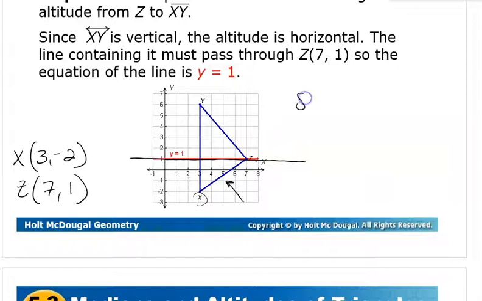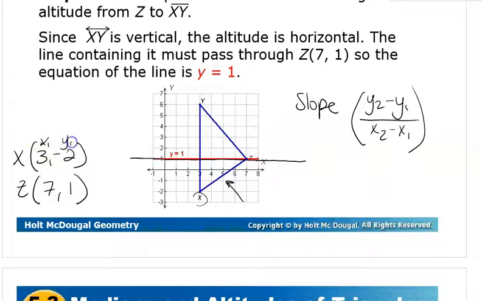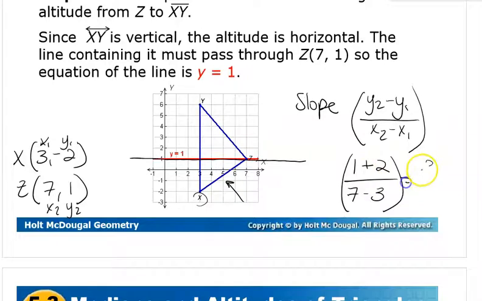Okay, and then to find your slope, you need your slope formula, which is the difference of your y's over the difference of your x's, rise over run. So I've got x1, y1, x2, y2. So we have 1 minus -2, which becomes plus 2, over 7 minus 3. Clean it up. We get 3 over 4.